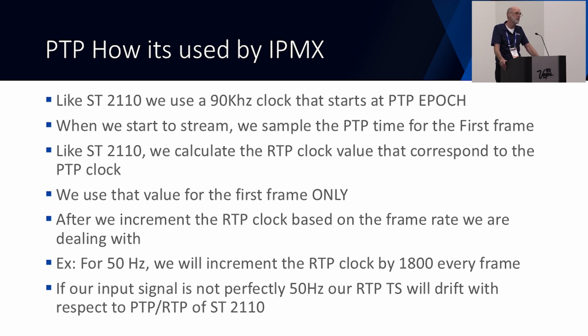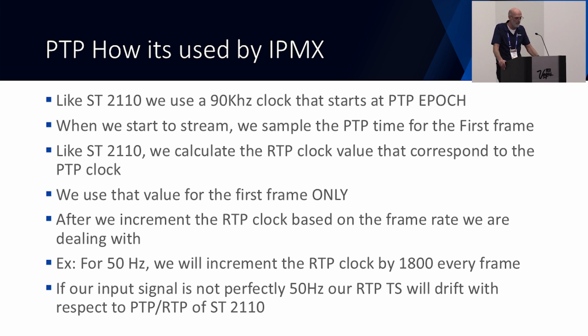How do we use PTP in IPMX? So, like 2110, we use a 90 kilohertz clock because that's the spec. It's RFC 3550 that specifies that. We also assume that this 90 kilohertz clock starts at PTP epoch for some calculation. So when we start a new stream, we sample the PTP time for the VSync of our first frame, okay? It won't necessarily match the number that SMPTE uses because they're always aligned exactly to a boundary that's aligned to the PTP clock, but it'll be in the ballpark, right? It'll be within a frame, it'll be somewhere.